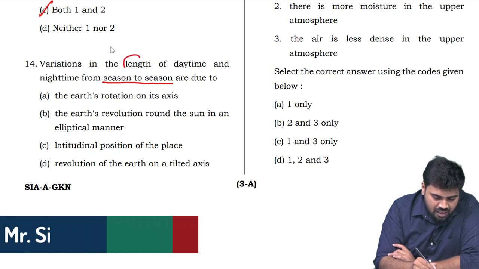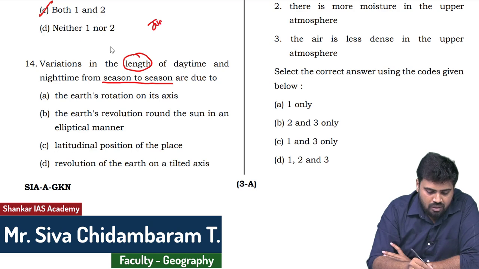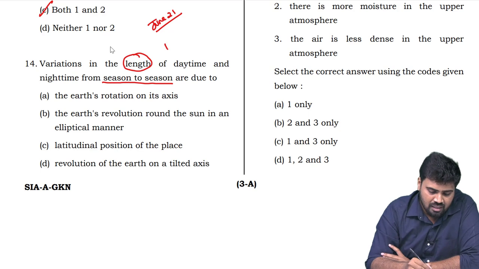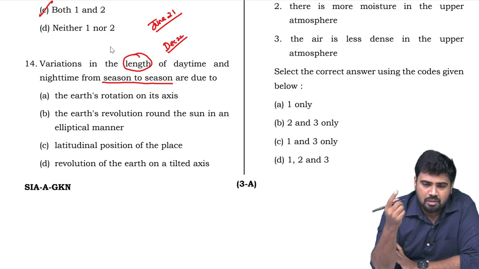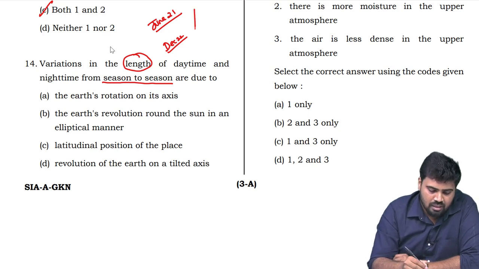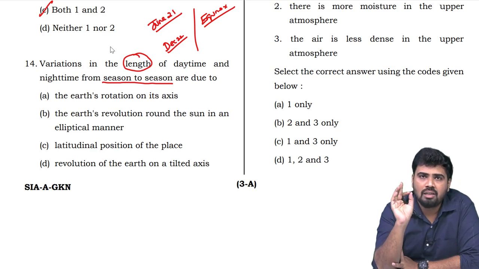See, they are asking about variation in length of day. Just now we have discussed June 21, when the northern hemisphere experiences the longest day and shortest night. In December, the northern hemisphere experiences the shortest day and longest night. So we know this change: June 21, December 22, summer solstice, winter solstice, spring equinox, autumn equinox. We know that fact. June 21, northern hemisphere, longest day, shortest night.